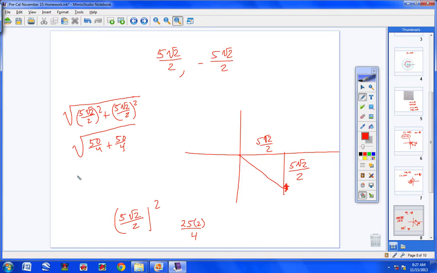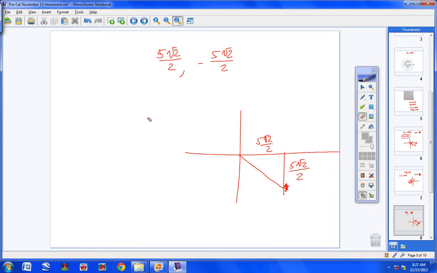And then if you add those two fractions together, you get 100 over 4. Notice they already have a common denominator, so 50 plus 50 is 100, and you leave your 4s alone. And then 100 over 4 is 25. 100 divided by 4 is 25, and the square root of 25 is 5. So that's a lot of work to get a hypotenuse, but the hypotenuse would be 5.